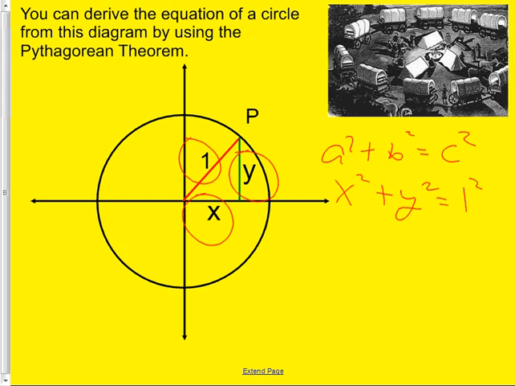Okay. Now, does the radius have to be 1? No. Radius could be like a 4. Now it's x squared plus y squared equals 4 squared. All right, so that's the equation for a circle.